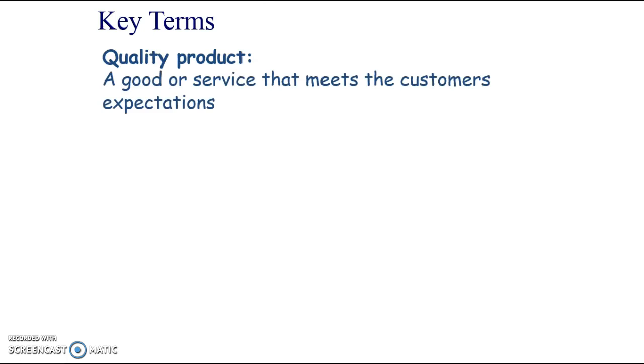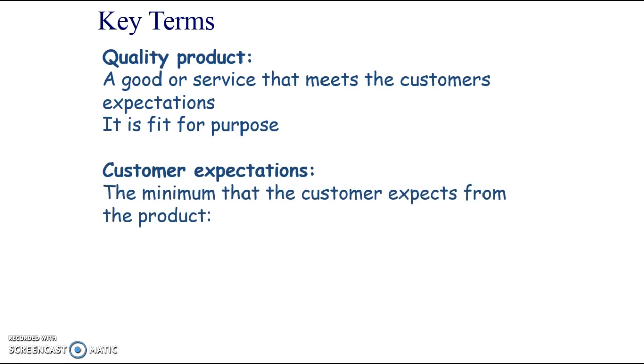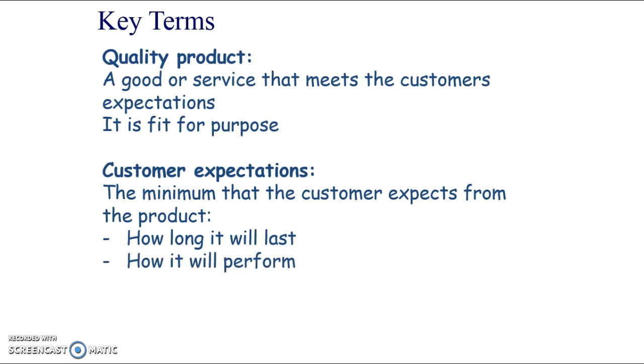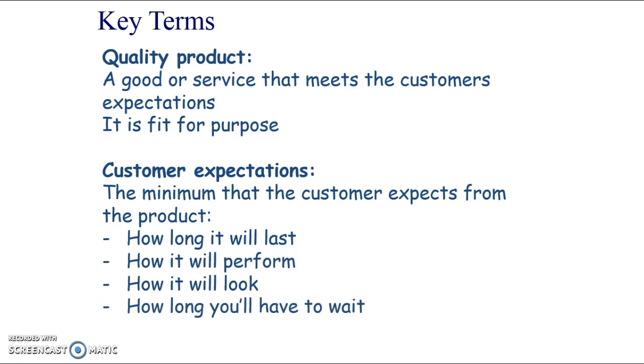So a quality product, a bit of a recap, is a good or a service that meets the customer's expectations. It can be described as fit for purpose. It does what it's described to do, and customer expectations are just the minimum standards that a customer expects from the product. So those might be in terms of how long it'll last, how it will perform, how it looks, the aesthetics, and how long you'll have to wait between ordering it and receiving it.